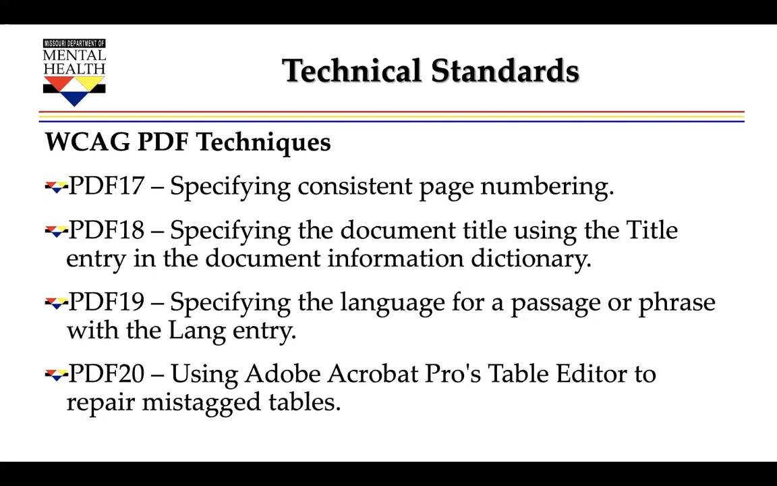Technique 19, specifying the language for a passage or phrase with the lang entry. So sometimes the primary language of a document is English, but maybe a piece of it is in Spanish or a different language. And so this applies when you have a piece or pieces of the document that are in a language different from the document's primary language. So this would allow the screen reader to know that this particular word or sentence is Spanish, whereas the rest of the document is English, so it can pronounce that Spanish content correctly.